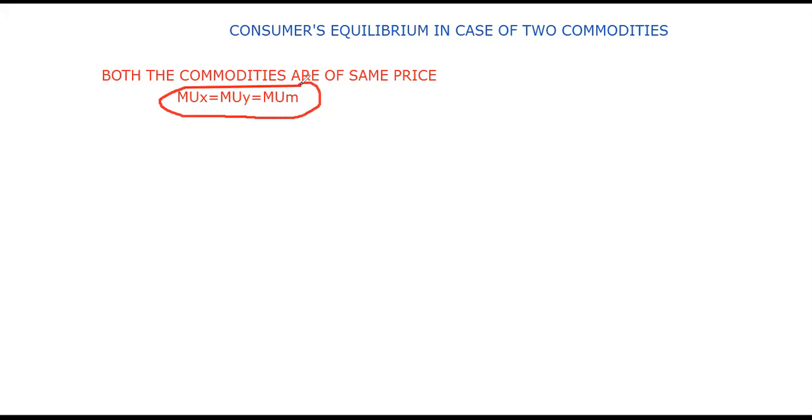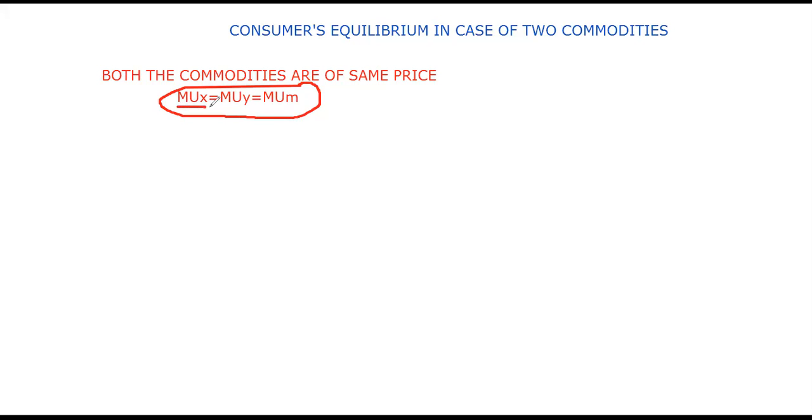Sir, how did this condition come? We couldn't understand this. No problem, it will become clear now. When you are going to a market for buying any product, and mainly you are going to the market for purchasing two commodities, then definitely you are going to compare the utility derived from both commodities.